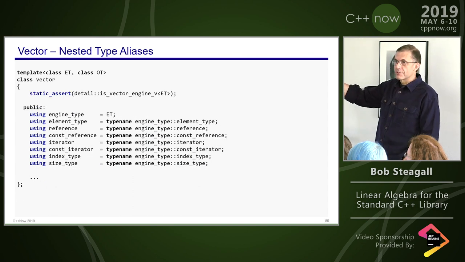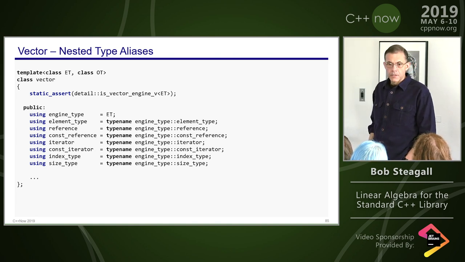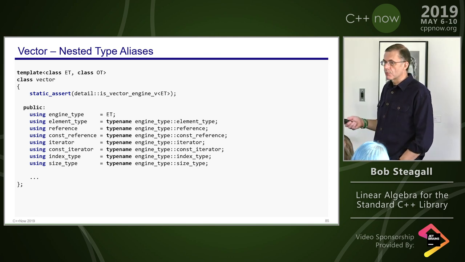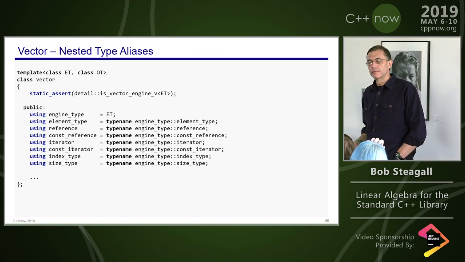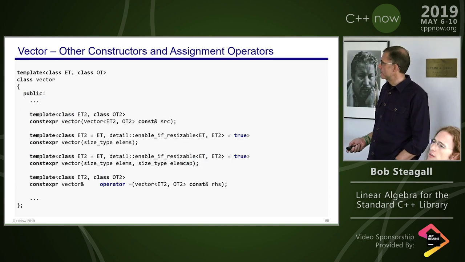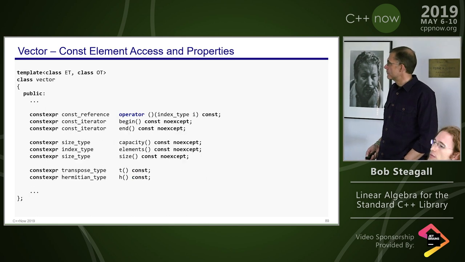It returns const reference. Const reference is defined by the engine type. It can be a value. It's up to your engine to define. Your engine defines what reference and const reference are. That's how you get input iterators to be recognized. Like they return values, not references.